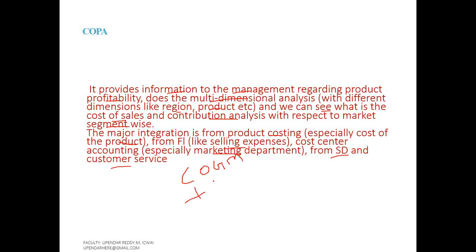We are getting cost of sales. After selling and distribution expenditures, we will get cost of sales here. This cost of sales we are deducting from sales. Sales minus cost of sales will become profit. This profit we are going to analyze. All we are doing is analysis only in this COPA.